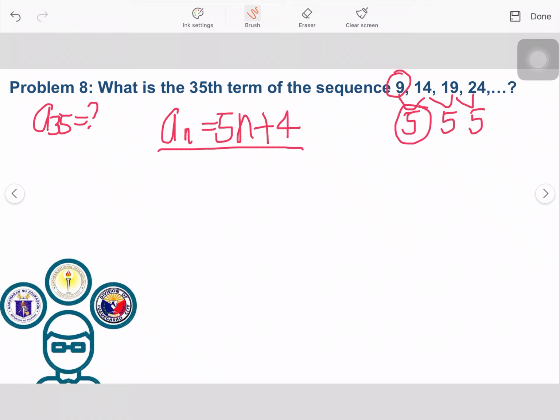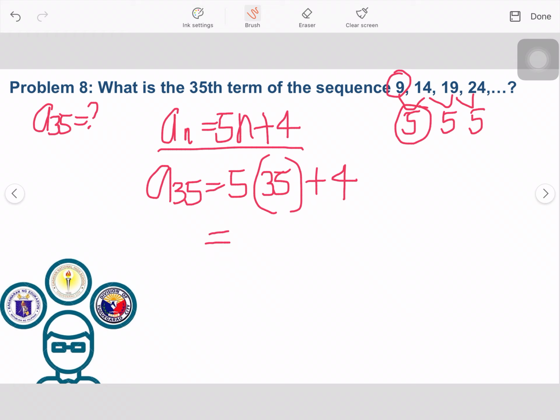Now, since I'm looking for a sub 35, then I replace n with 35. So that's a sub 35 is equal to 5 times 35 plus 4. Okay, I know very well that 5 times 35 is equal to 175 plus 4. And so a sub 35 now is actually equal to 179. So the 35th term of the sequence 9, 14, 19, 24, and so forth is equal to 179.